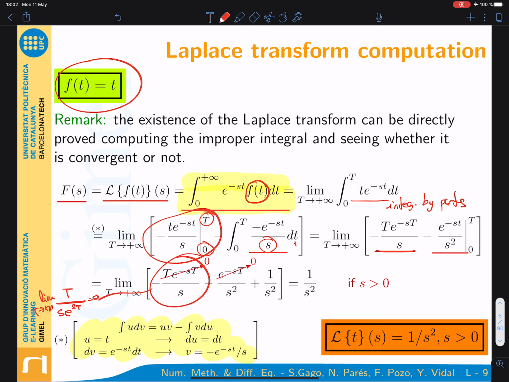Okay? So that's why the only term that remains there is this one, 1 over s squared. And this is what we get for the Laplace transform of t. So we could start our particular Laplace transform table where we will introduce a new notation. Okay, we have f of t, we have its Laplace transform, and we can say that when I have here 1, its Laplace transform was 1 over s, when s is bigger than 0.